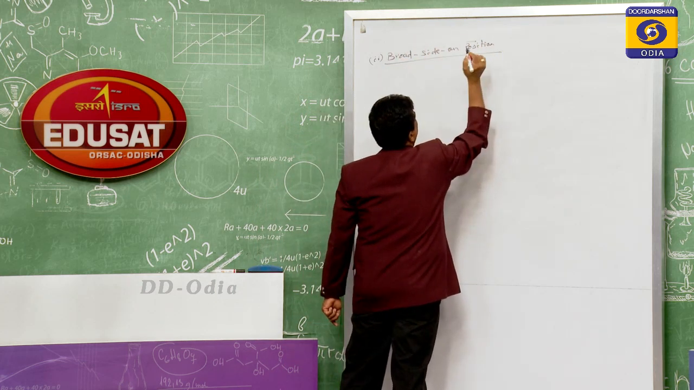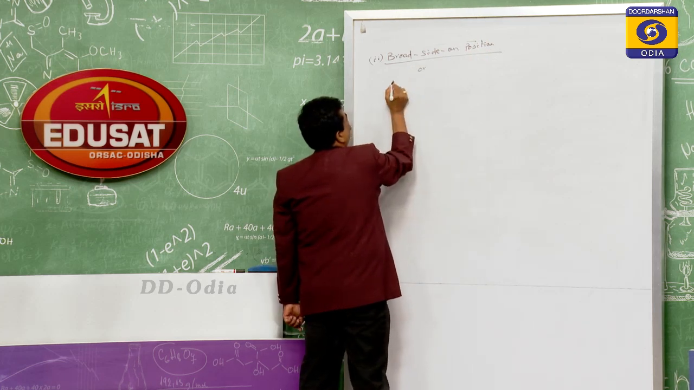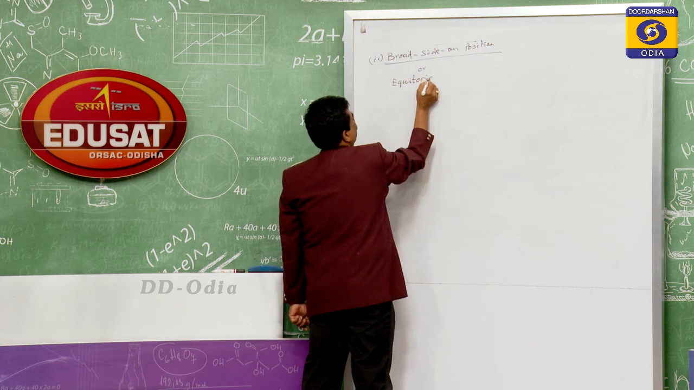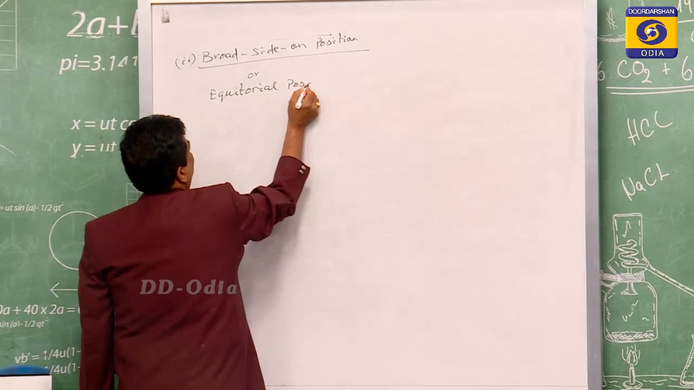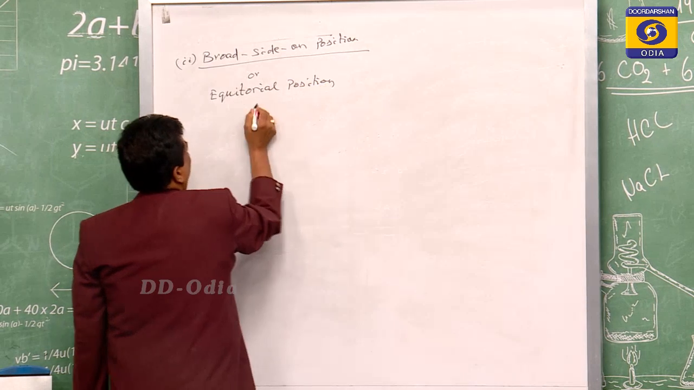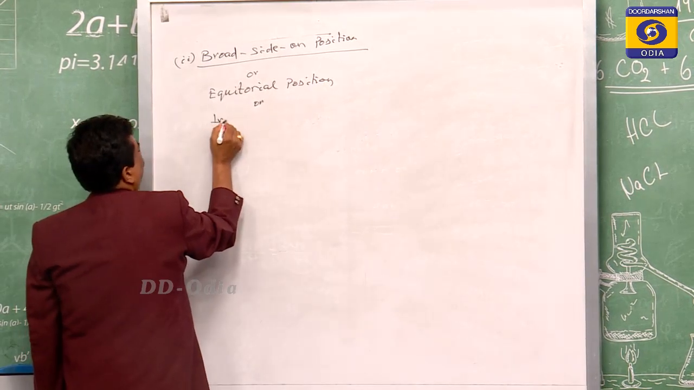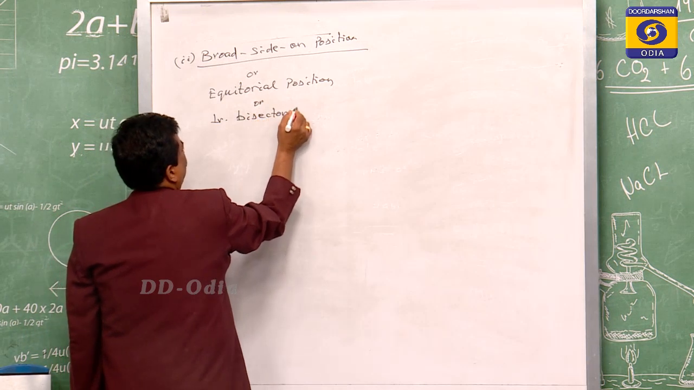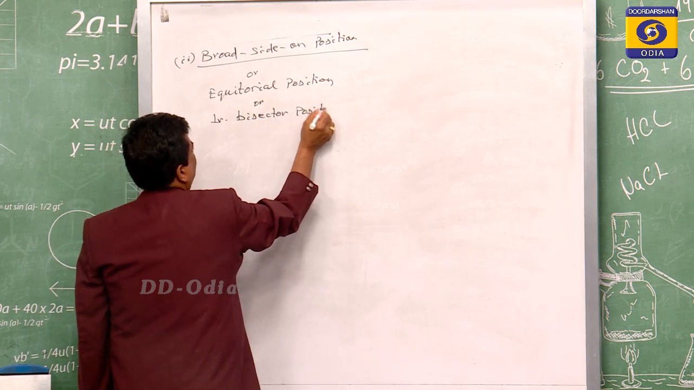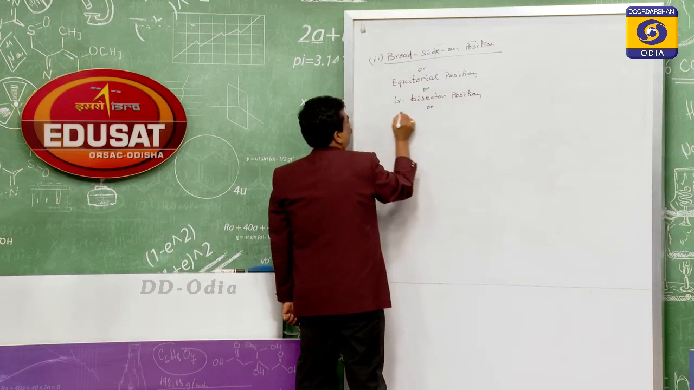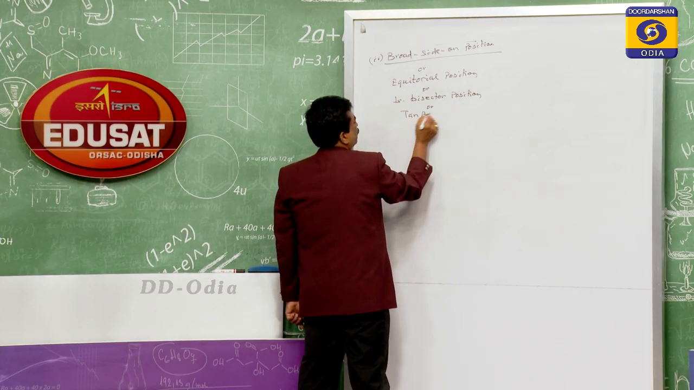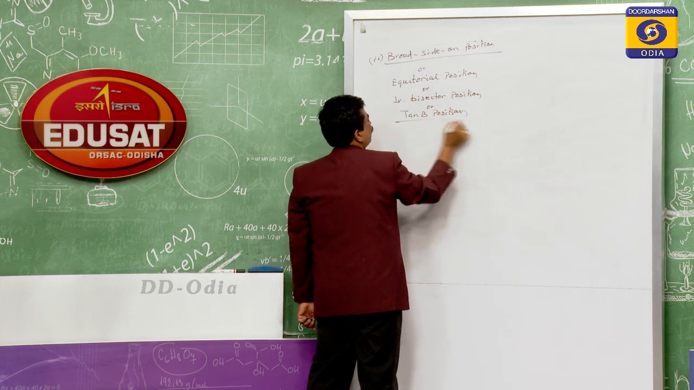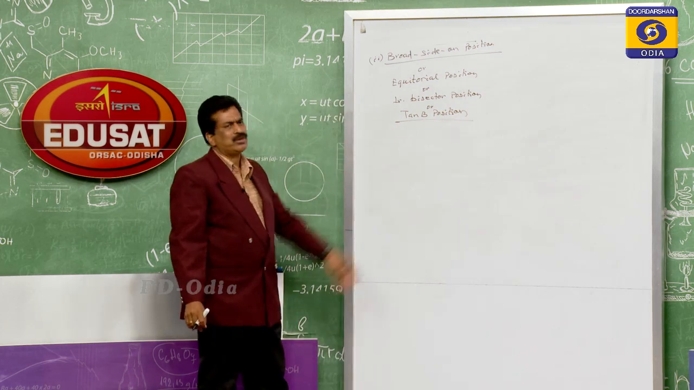Broad side on position also has different names: equatorial position, or perpendicular bisector position, or tan B position. By whichever name the question asks, the procedure will be the same.